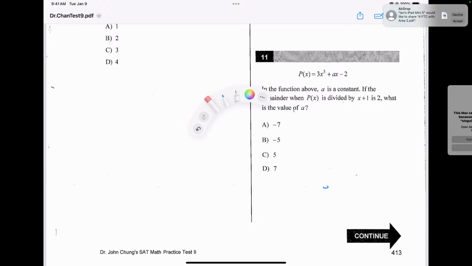Yeah. Oh shoot! Oh, you can replace A for the answer. That's so.